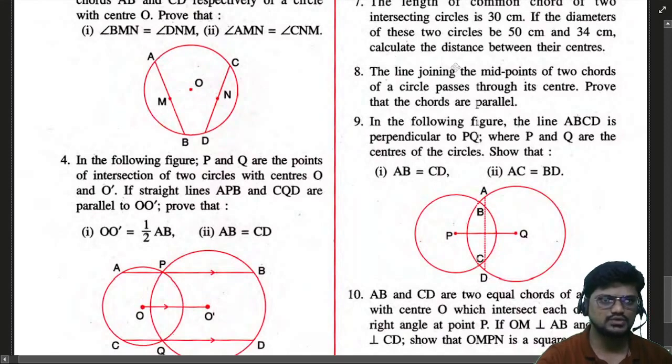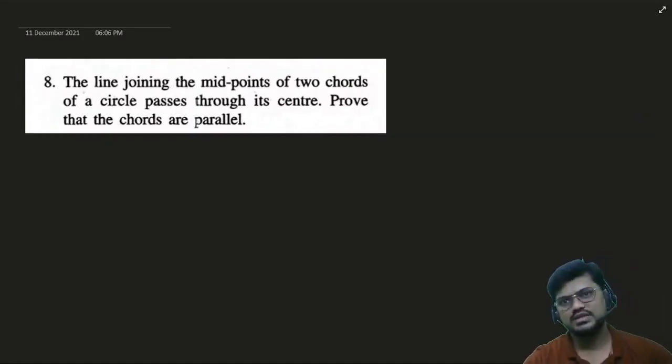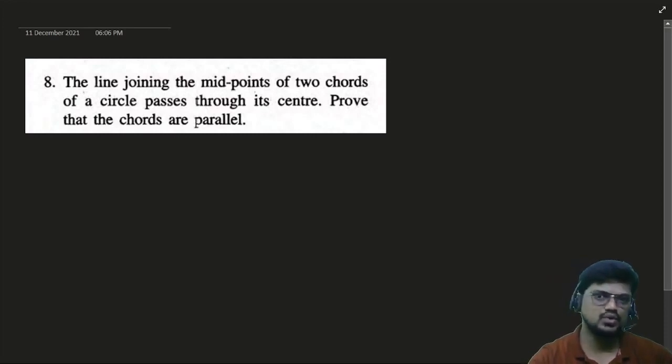Okay, the line joining the midpoints of two chords of a circle passes through its center. Prove that the chords are parallel. Draw the diagram for this by yourself. Now, what is given in the question? The line joining the midpoints of two chords of a circle passes through its center. Prove that the chords are parallel.